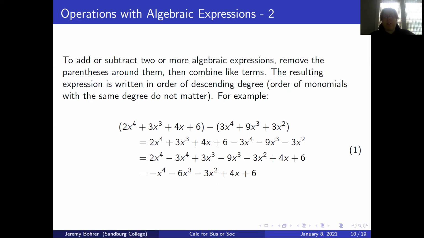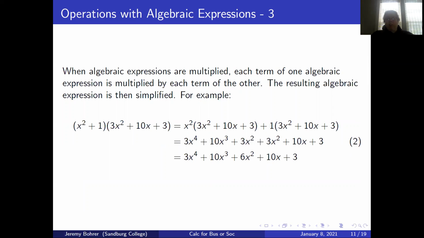For example, 2x to the fourth plus 3x cubed plus 4x plus 6 minus (3x to the fourth plus 9x cubed plus 3x squared) is equal to 2x to the fourth plus 3x cubed plus 4x plus 6 minus 3x to the fourth, because that negative gets distributed through the whole system there, minus 9x cubed minus 3x squared, which is equal to 2x to the fourth minus 3x to the fourth plus 3x cubed minus 9x cubed minus 3x squared plus 4x plus 6, which is negative x to the fourth minus 6x cubed minus 3x squared plus 4x plus 6.